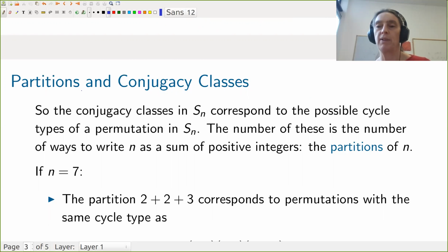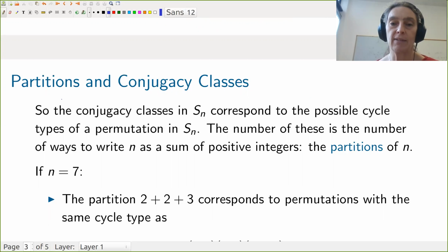You can write 1 plus 1 plus 2. That corresponds to 2 fixed points and 1 cycle of length 2. You could have 2 plus 2. That would be 2 disjoint cycles of length 2. You could have 1 plus 3. That would be a single 3-cycle and a fixed point. Or you could have just 4, which would be a single cycle of length 4.